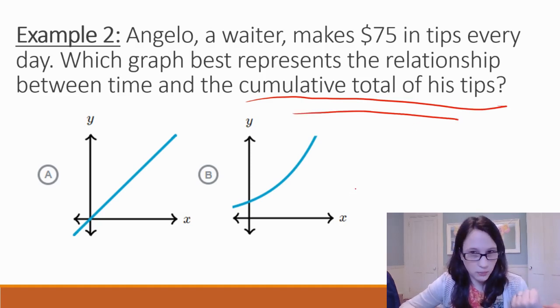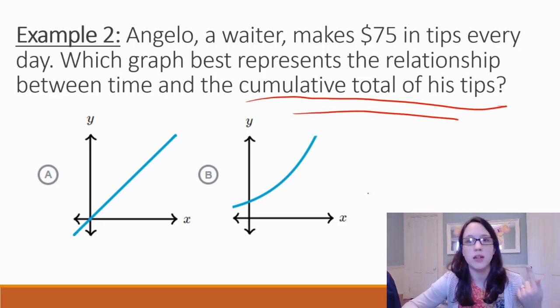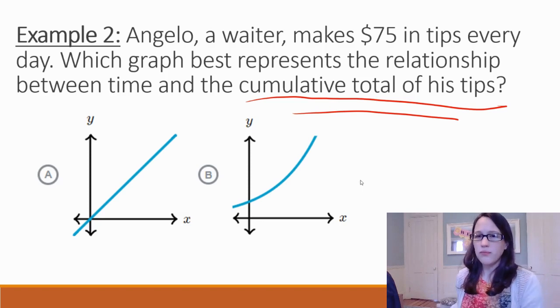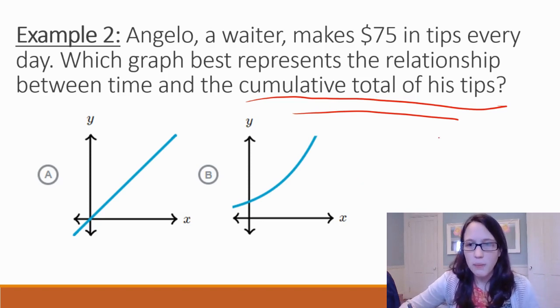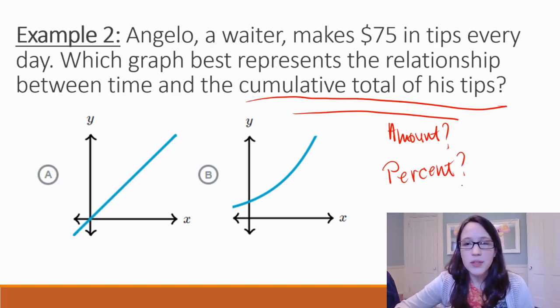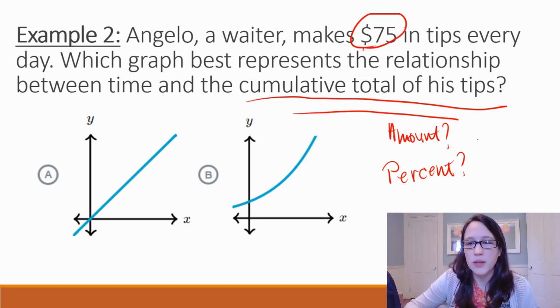So after one day, he'll have made $75. The next day, it'll be $150. The next day, it'll be $225, et cetera, et cetera. All right, so is this total going up by the same amount or is it going up by the same percent every day that he works? Well, it's always going up by $75. So in this case, it's going up by the same amount every time. So that means it's going to be linear.